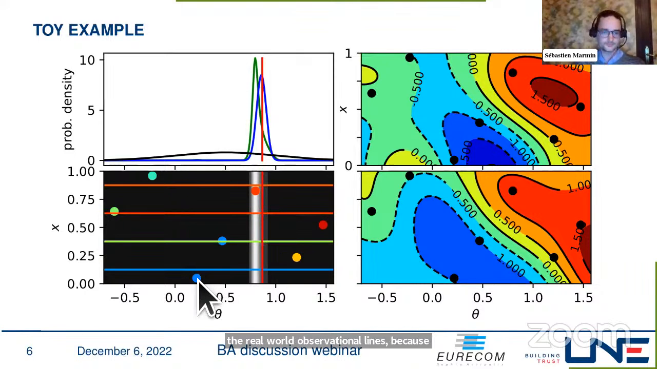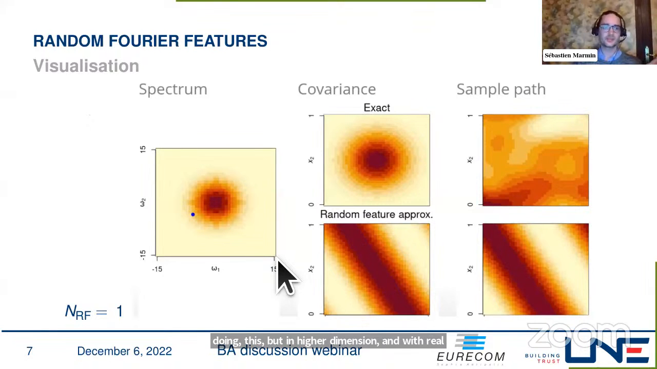We could also be here, for example, where there is also an agreement. But what the model is able to show is that here the green is between the blue and the yellow, so it's really able to recognize that there's a higher probability that the real calibration parameter is in this space. So in what follows, it is basically doing this, but in higher dimension and with real data. And also we will come to the technique we employed.